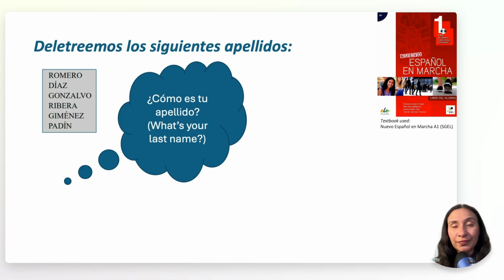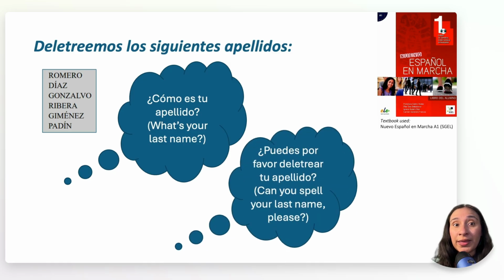Mi apellido es Cattán. How do I pronounce Cattán? Cattán. Now, how do you spell that out? ¿Cómo lo deletreas? ¿Sí? ¿Puedes, por favor, deletrear tu apellido? Can you spell your last name, please? Of course. Claro que sí. C-A-T-T-A-N.